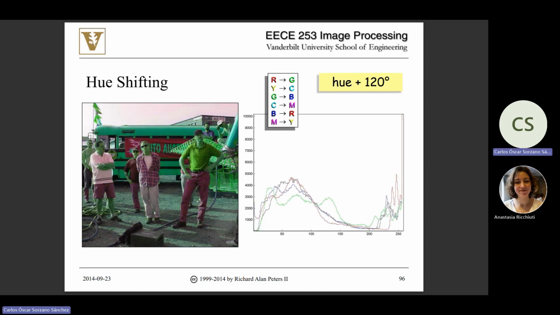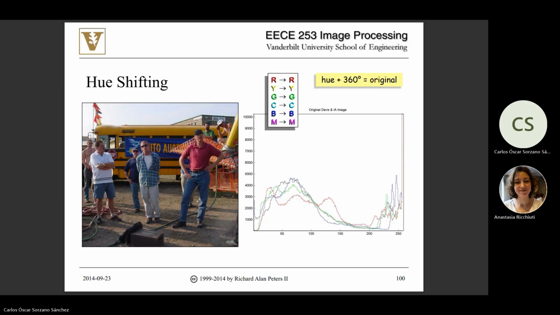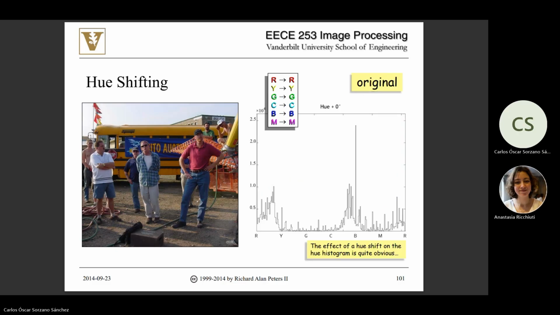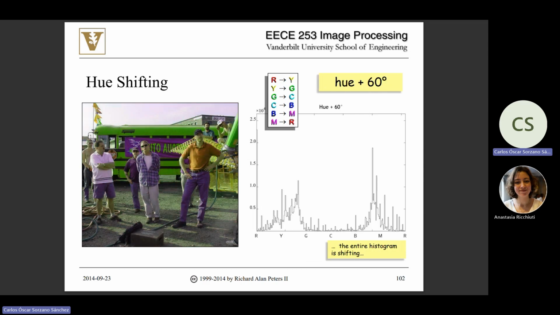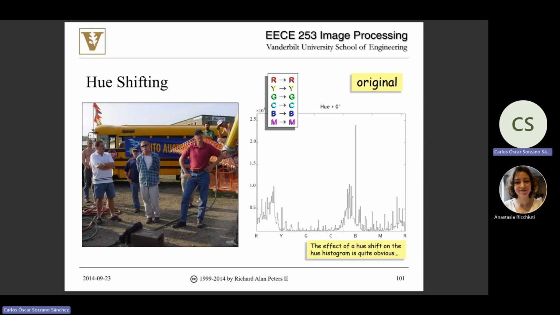And you can add 120 degrees, and then 180 degrees. 180 is what we call the negative. So you can compute negatives very easily. 240, 300, and if you add 360, you are back to the original. So this is the same representation.